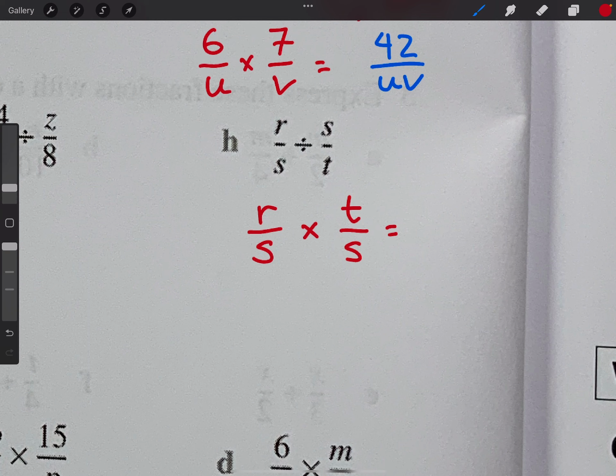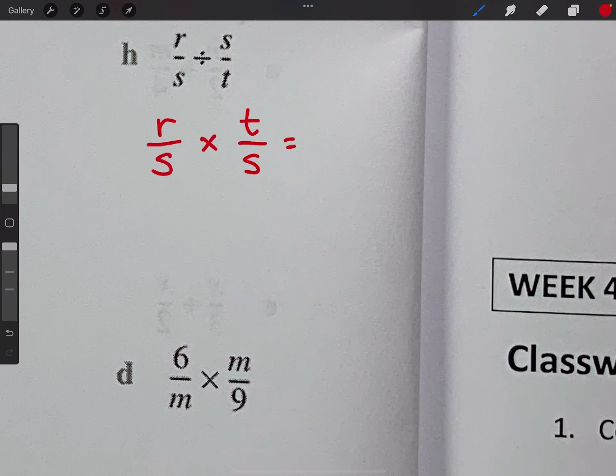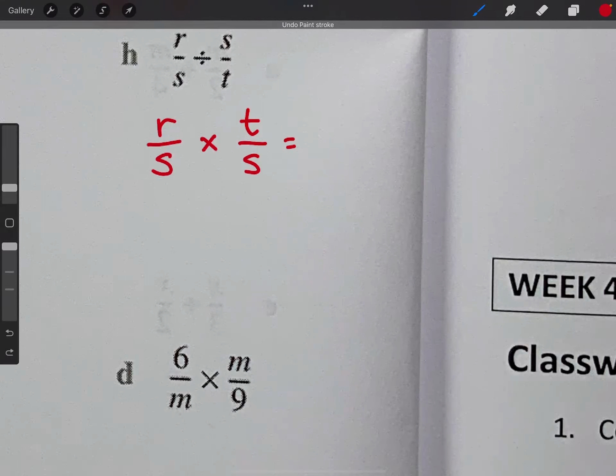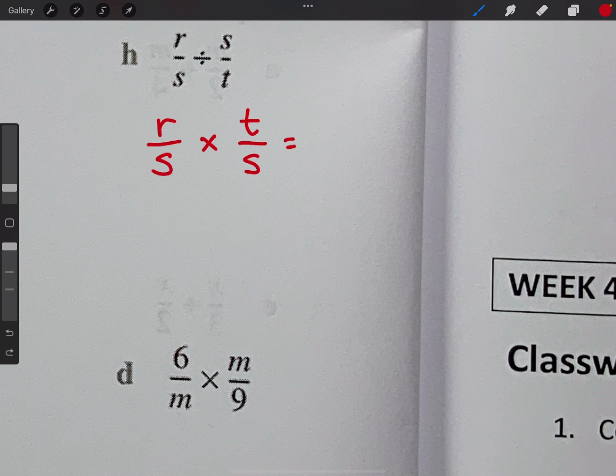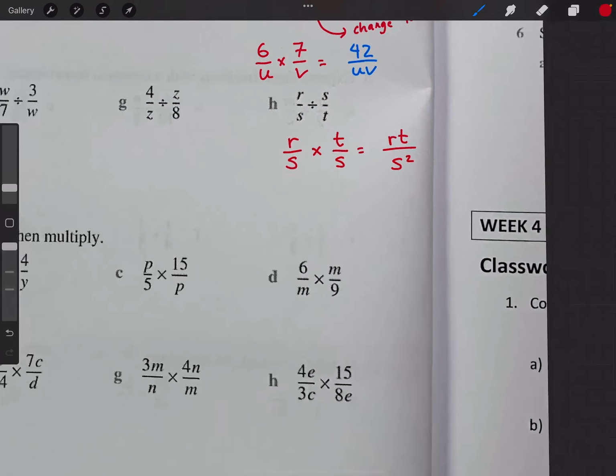So let's have a look here. Can we simplify anything? How about the bottom ones? Can we simplify this? Nope. They're both from the bottom. Remember, when we simplify, it must be one from the top, one from the bottom. So in this case, since we can't simplify anything, we just multiply it across. You get r times t, which is rt, over s times s, which is s squared.